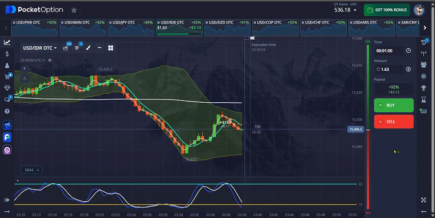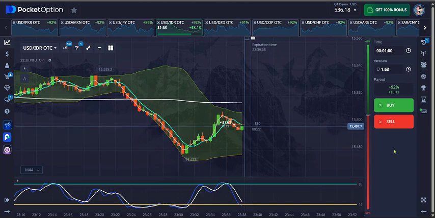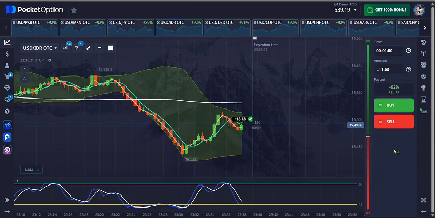Remember, our target for today is just to make 2% of our accounts. We don't need to be greedy. 2% of our accounts every day. By the time we do it, it compounds over the next couple of days.